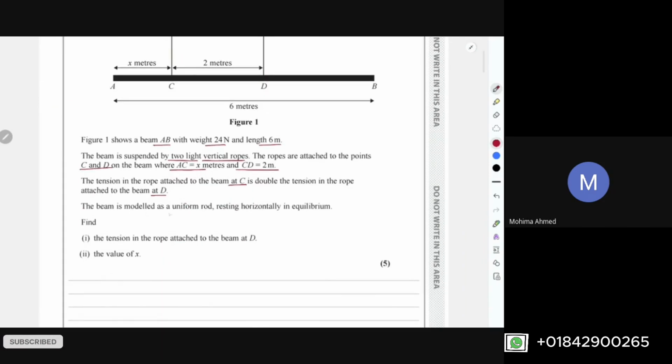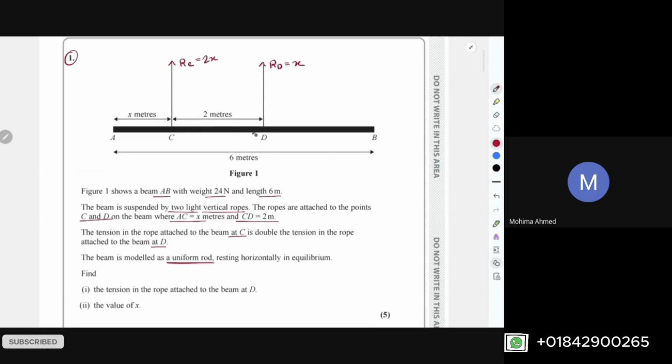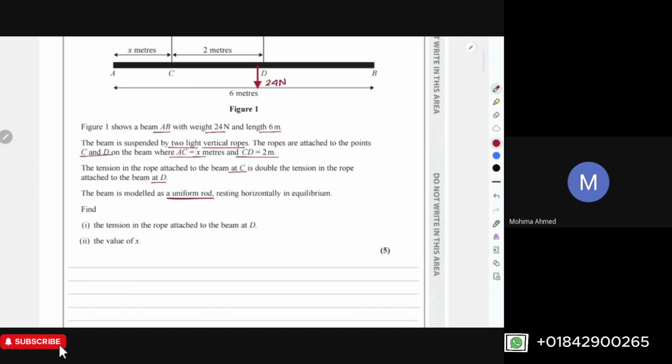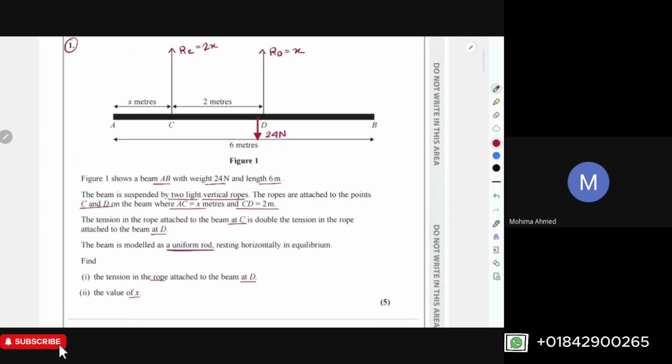The beam is modeled as a uniform rod. By the term uniform, we understand that the 24 Newton weight is acting exactly from the middle, 3 meters from each side. So this is your 24 Newton. And now find the tension in the rope at D and also the value for X, the distance between A and C. If they're asking for the value of X, that can be easily calculated.